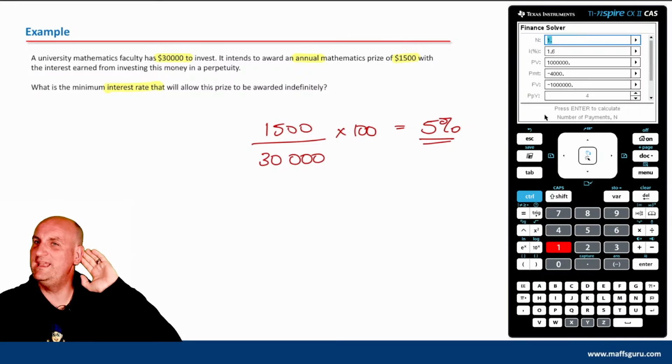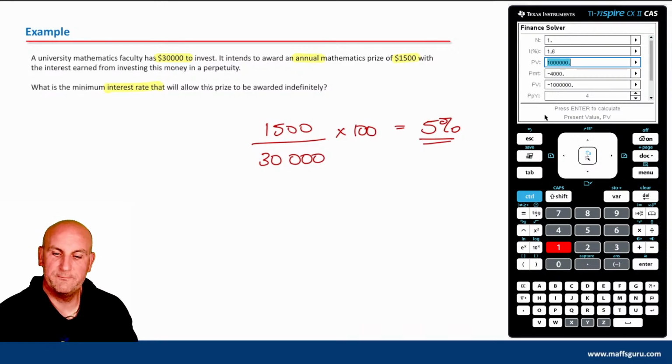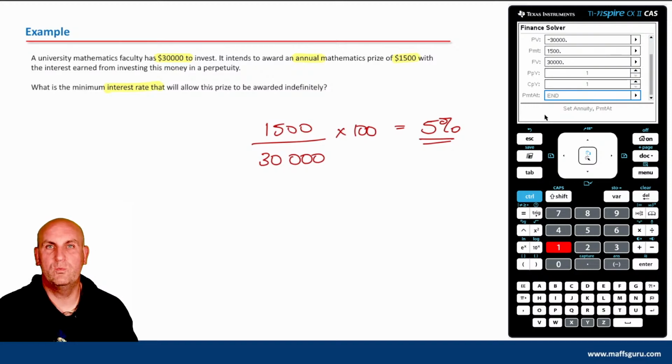Oh, yes, please, Darren. Let me do that for you then. So N is 1. What did I want? I'm trying to find my interest rate. My principal value, it is investing, so that's minus 30,000. Payment, it's going to be paying out 1,500. My final value is going to be 30,000. My PPY and CPY is 1.